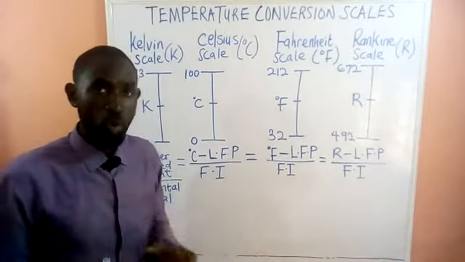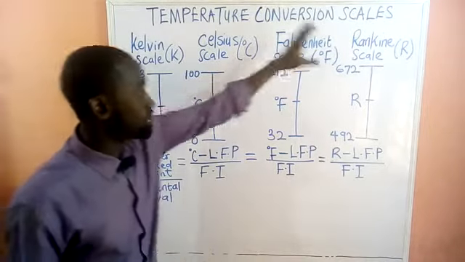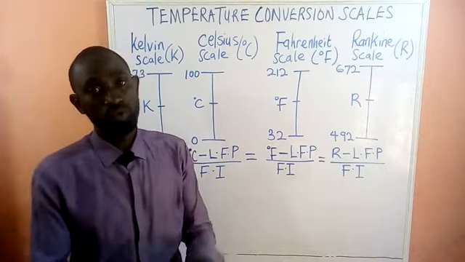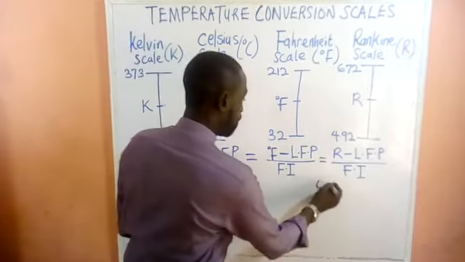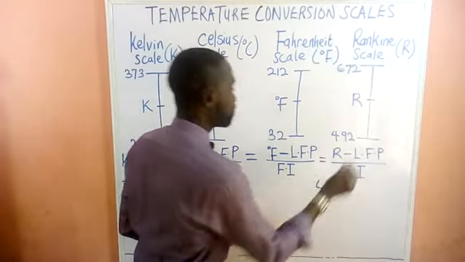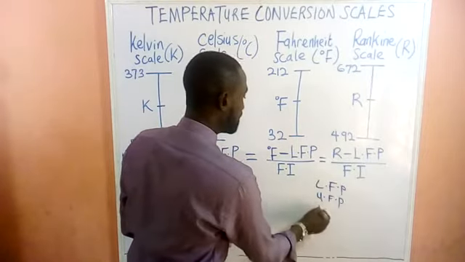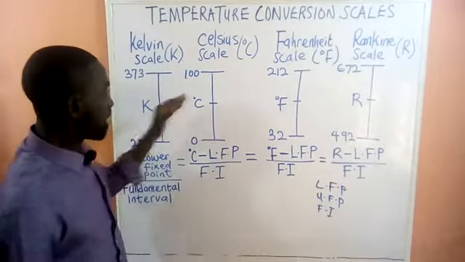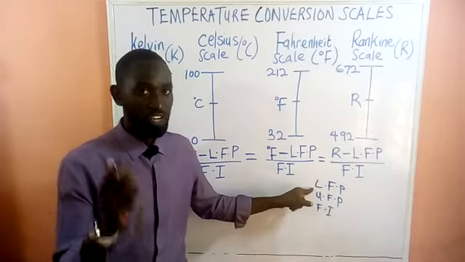Now, before we do justice to all these four temperature conversion scales, there are three concepts that we must understand. These are the lower fixed point, the upper fixed point, and the fundamental interval. Class, are you with me? These are the four scales that we have. What is the lower fixed point?